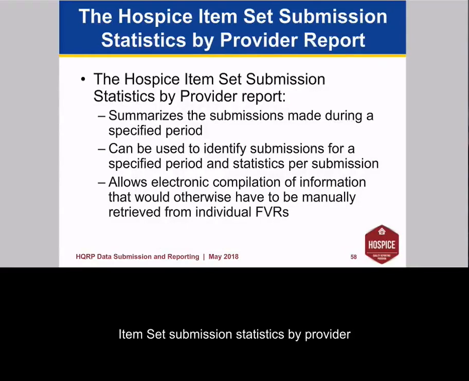The Hospice Item Set Submission Statistics by Provider report provides a summary of the submissions made during a specified time period. This report can be used to identify submissions for a specified period and statistics per submission. This report allows electronic compilation of information that would otherwise have to be manually retrieved from individual final validation reports.